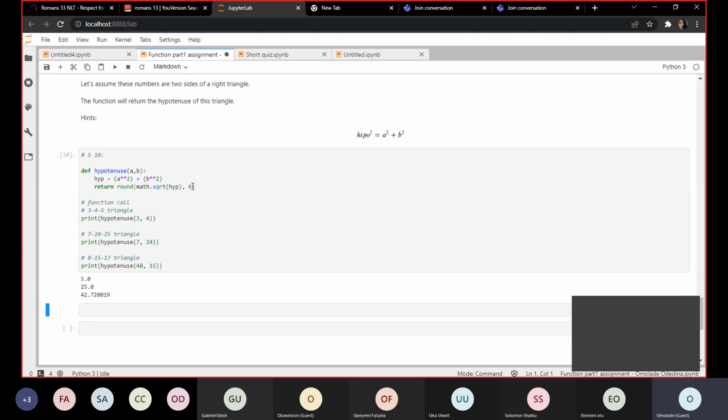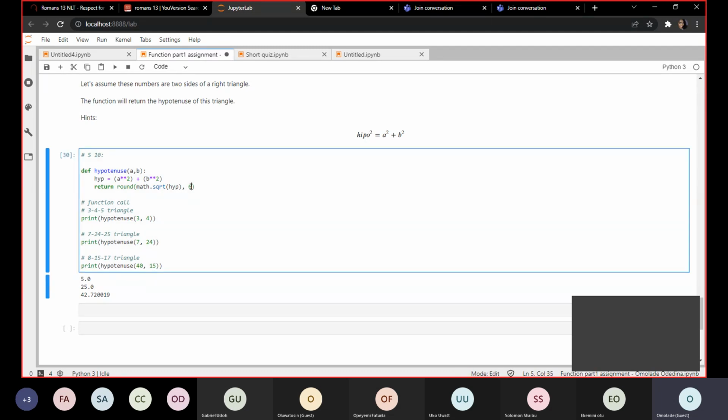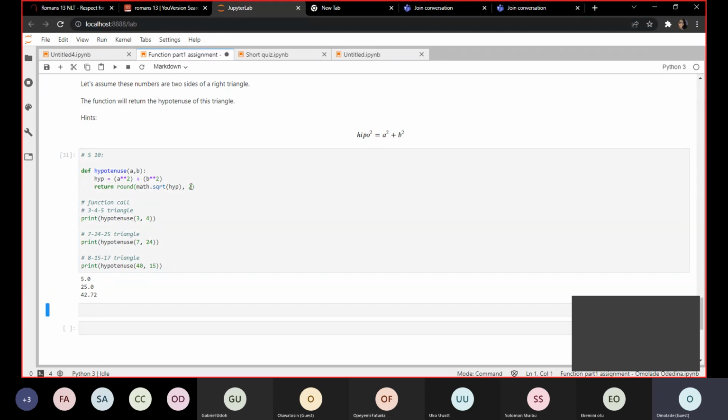So that's all round. You have to specify. If you want 2 decimal places, you put 2 here. It helps you round it up to 2 decimal places. This 5.0 is because after the point it is still 0. So that's what the round function does, it just helps you round it up.